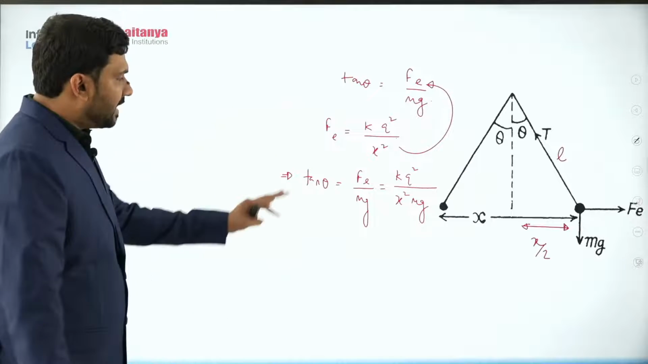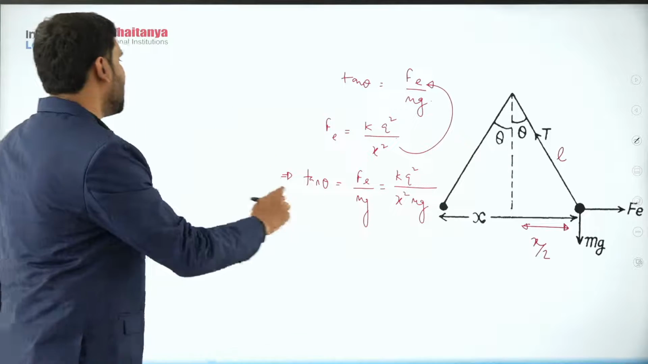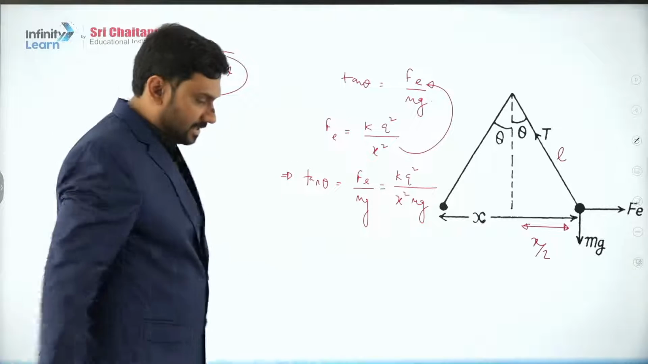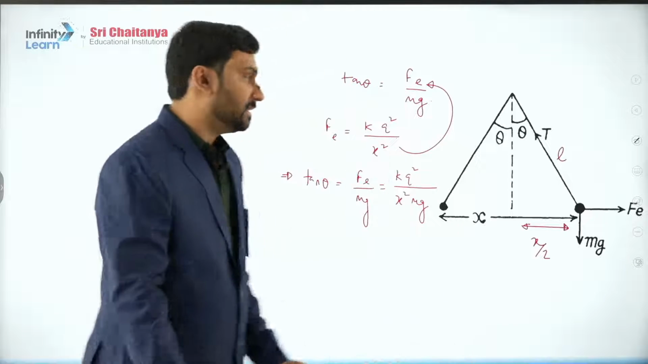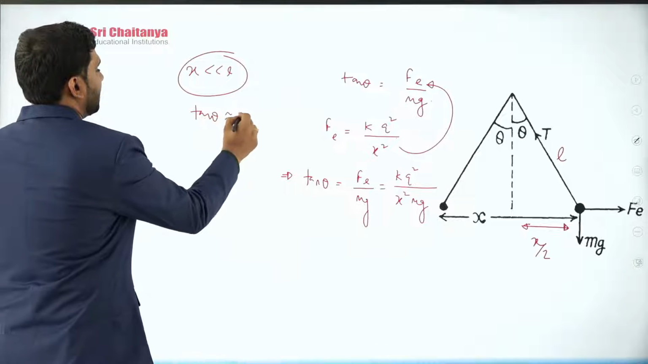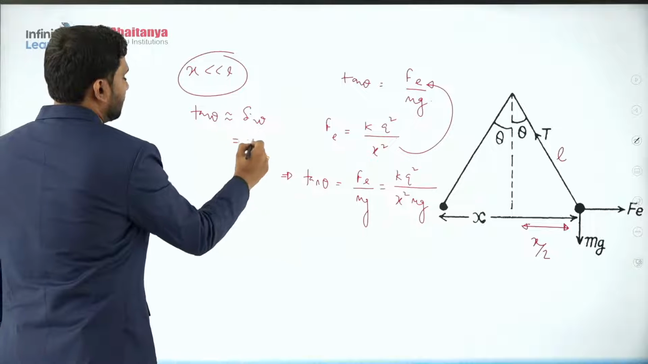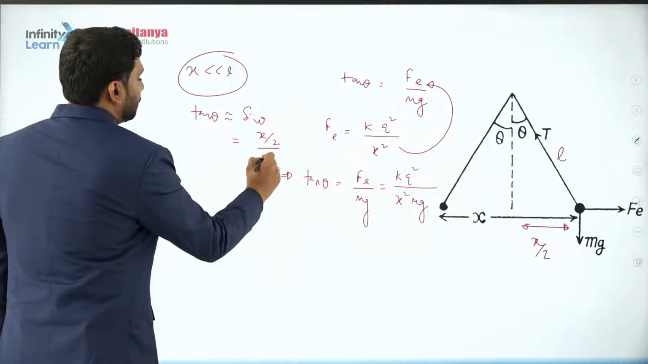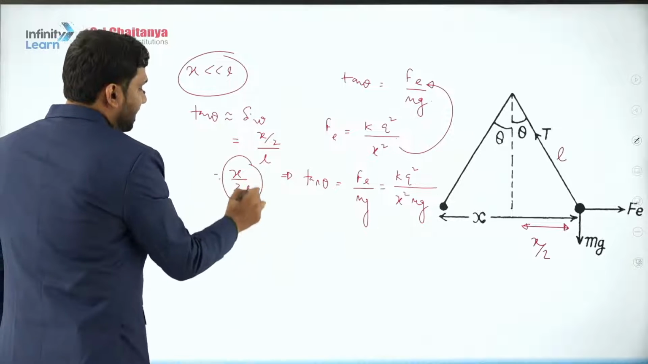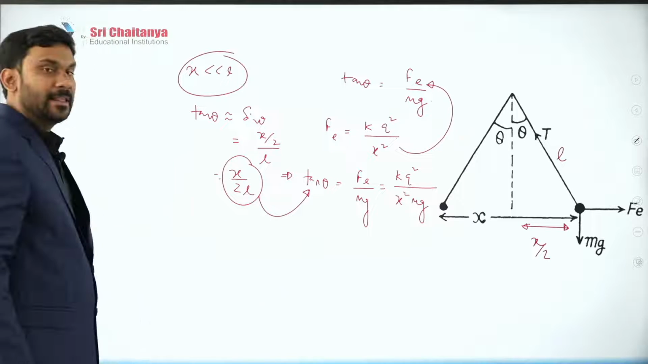Right. Now here they have already said that x is much less than L. If you can recall, x is much less than L. So what does it mean? I can write that tan theta in that case is nearly equal to sin theta, which will be equal to x by 2 divided by L, which is equal to x by 2L. So x by 2L is nothing but tan theta.